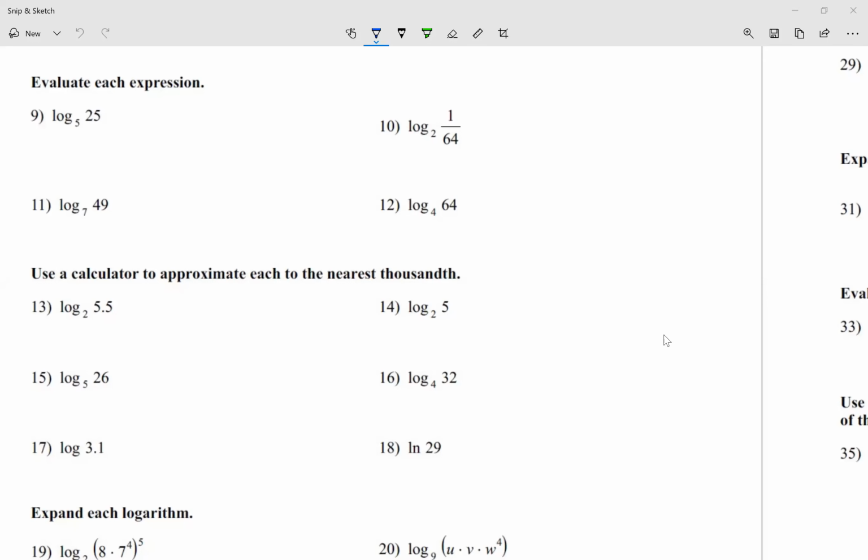So yesterday we learned how to set up from exponential form to log form, and then also how to go from logarithm form to exponential form. Now we're going to learn how to solve for them. So we're going to look at questions 9 through 18. The first four, 9 through 12, are kind of simple.